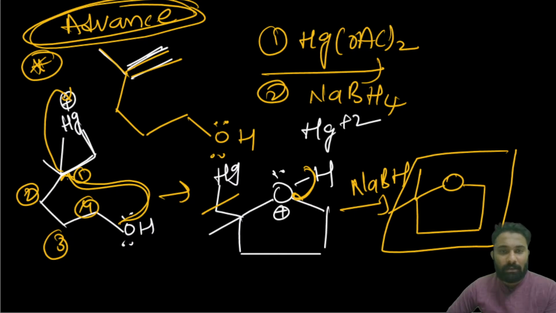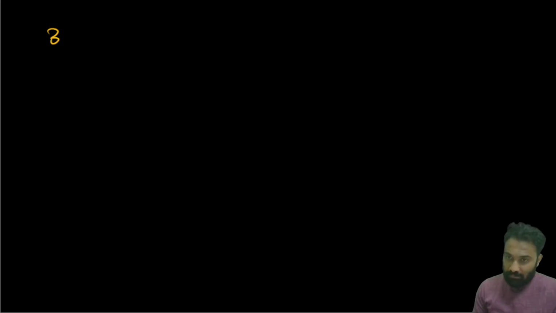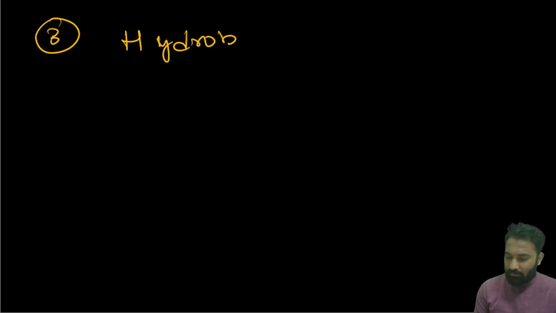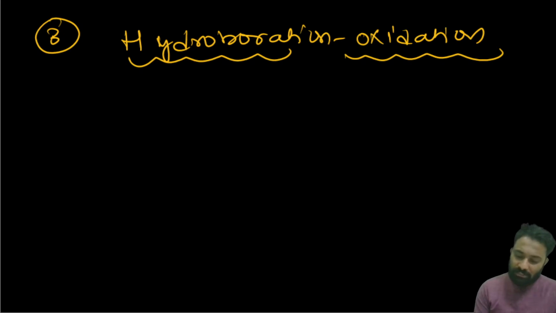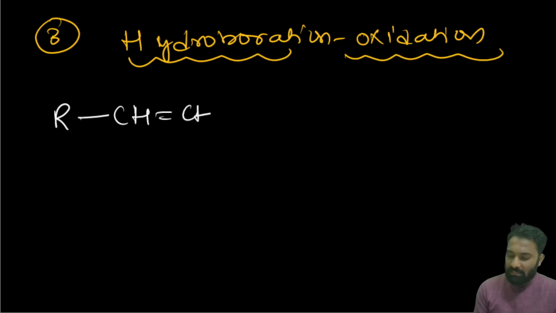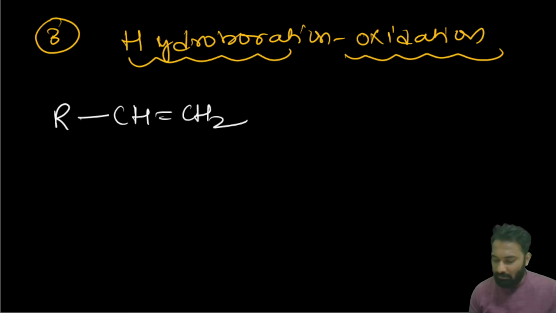Done? Right. Next type of reaction. The third type of reaction we are having is hydroboration and oxidation. Hydroboration and the oxidation reaction. Now directly I was writing. For this, the mechanism we are not at all required.